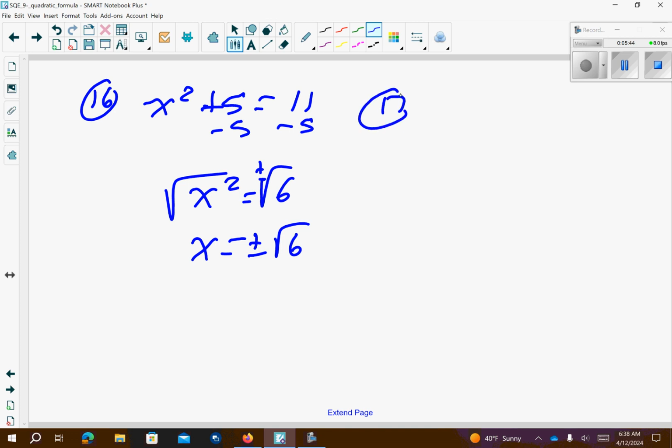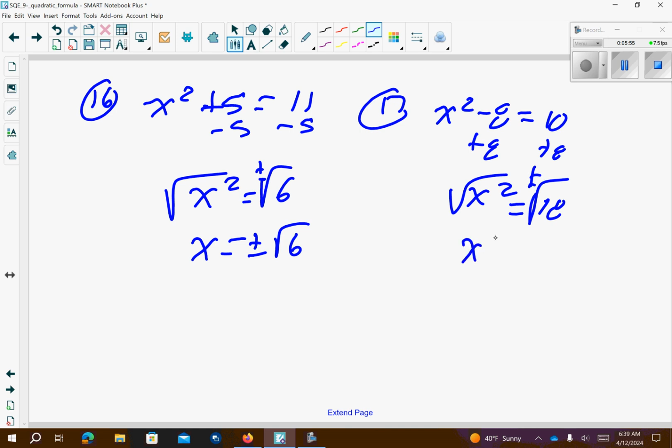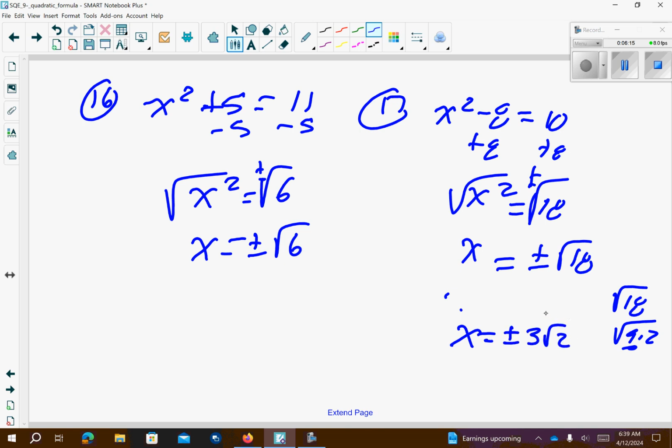Number 17. We have x squared minus 8 equals 10. Add 8 to both sides. x squared equals 18. Square root, plus or minus. x equals plus or minus the square root of 18. 18 breaks down to 9 and 2, right? 9 is a big perfect square. Take the square root of 9. Oops, we no longer have a squared on those. So x equals plus or minus 3 root 2.